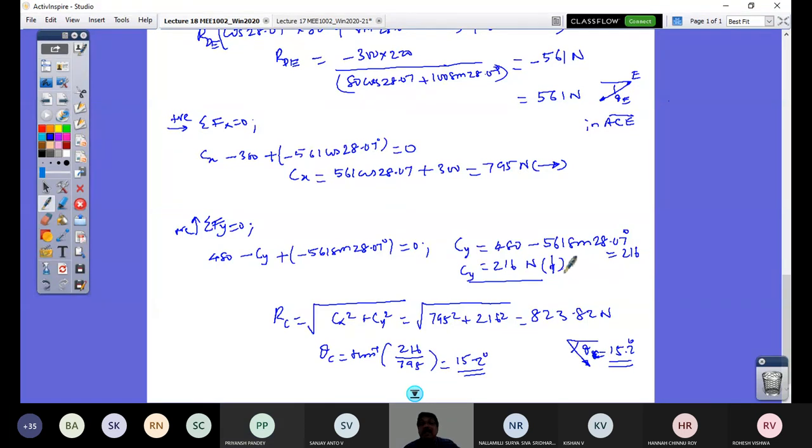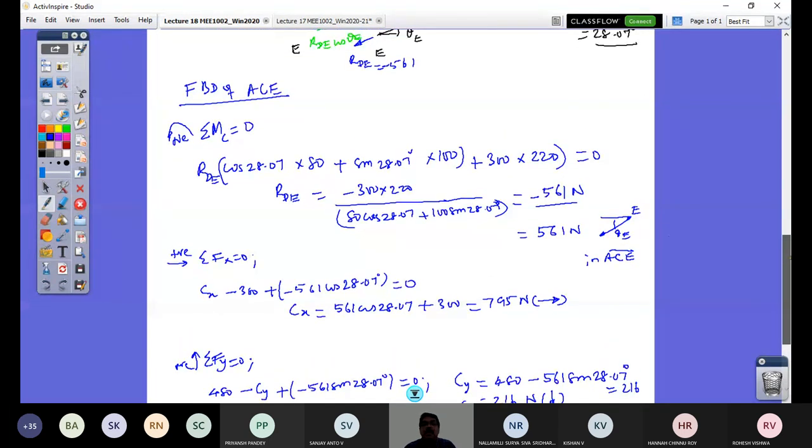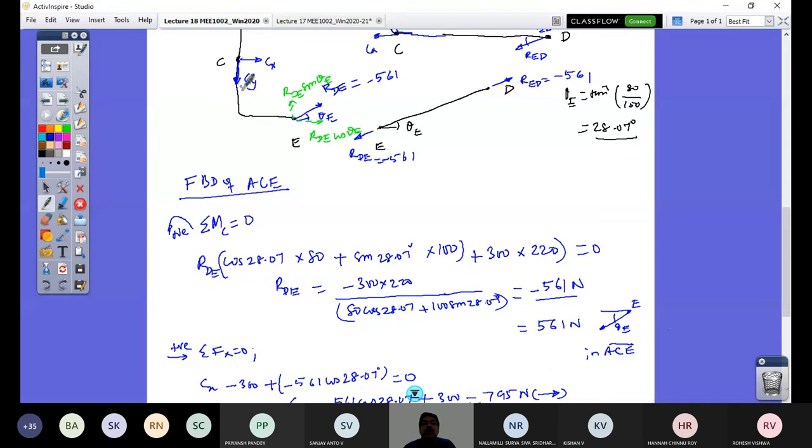That's exactly what we did while finding out the reaction at RDE. When I solve for RDE, I get -561. So because of that, I should change the direction. So the direction changes what? In FBD of ACE, I have this direction. The reaction is in first quadrant, having tail origin, it's going in first quadrant, whereas the actual direction should be reversed. It is in third quadrant.